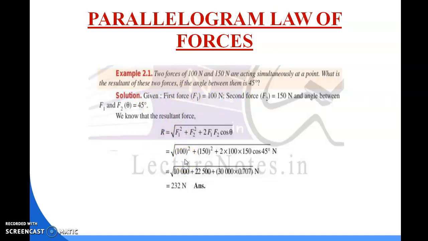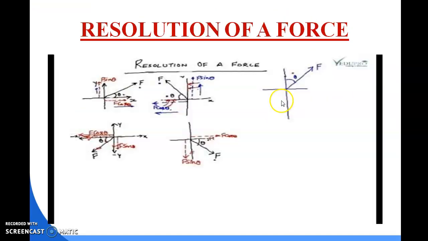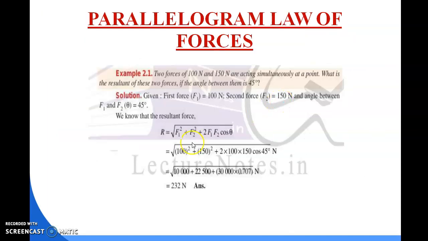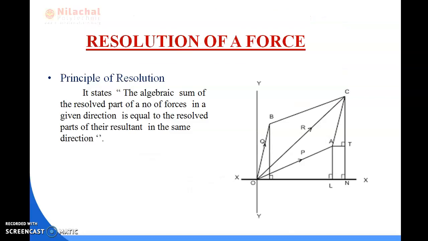F1 is 100, so 100 squared, and F2 is 150, so 150 squared. Next is 2 F1 F2 cos theta, where F1 is 100, F2 is 150, and theta is 45 degrees. When we solve this, we get the answer 232 Newton. Come to the next topic, resolution of a force.